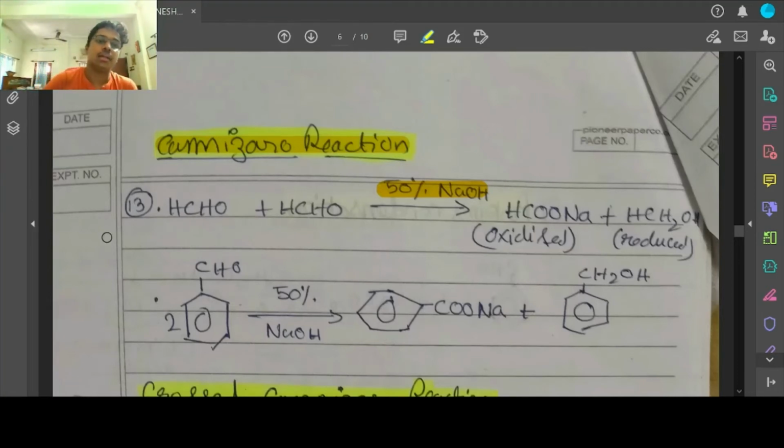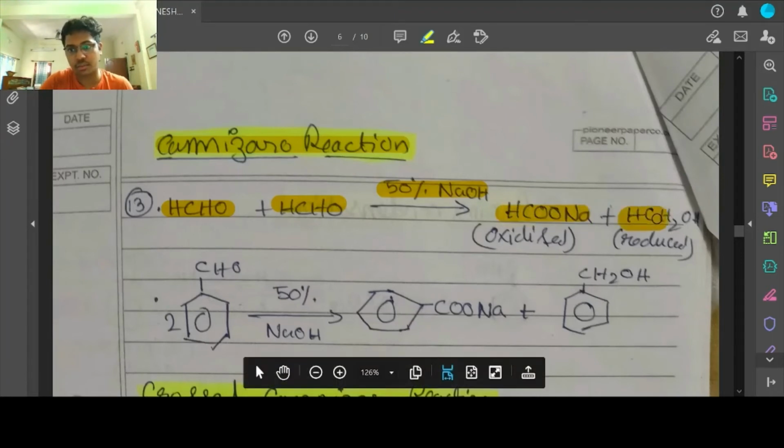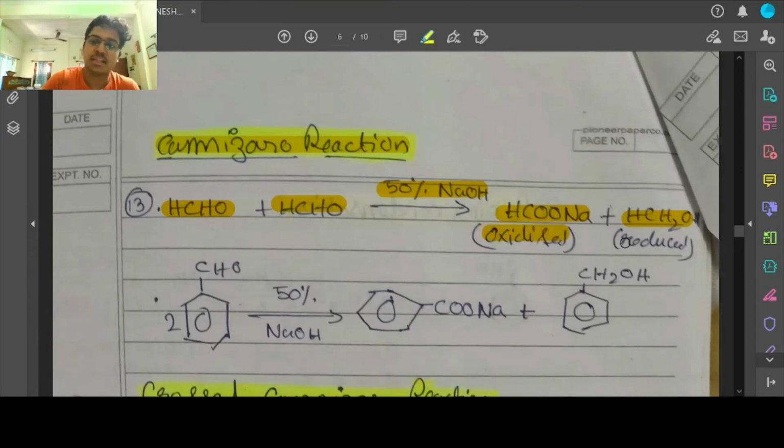So here, formaldehyde, HCHO and HCHO, in the presence of 50% NaOH gives HCOONa and CH3OH. Why have I written it in this form? The HCOONa is oxidized, and the alcohol is reduced. Alcohols are always a reduced product, and acids are always an oxidized product. The CHO group is always constant, and the H might be replaced with anything else.